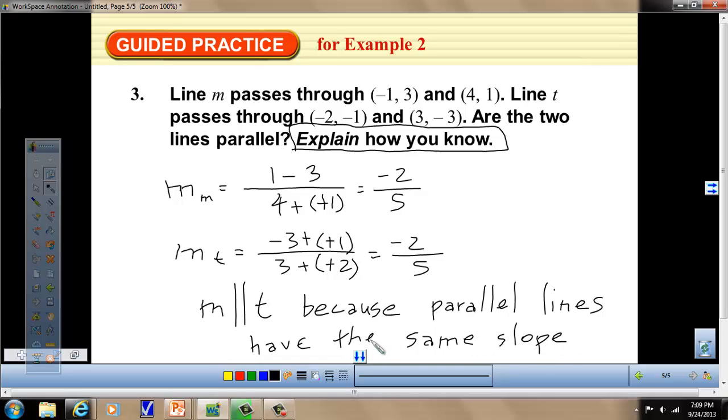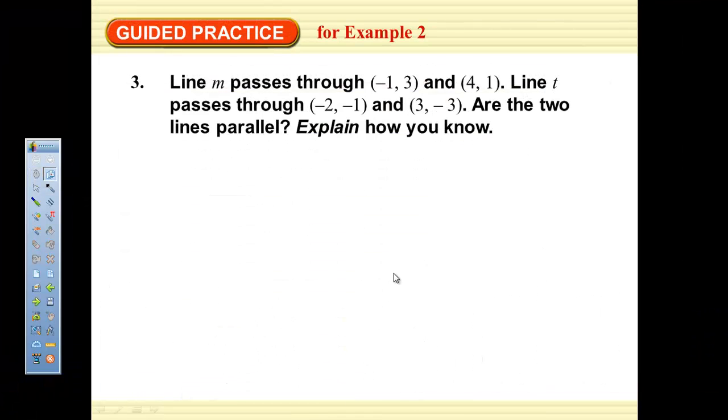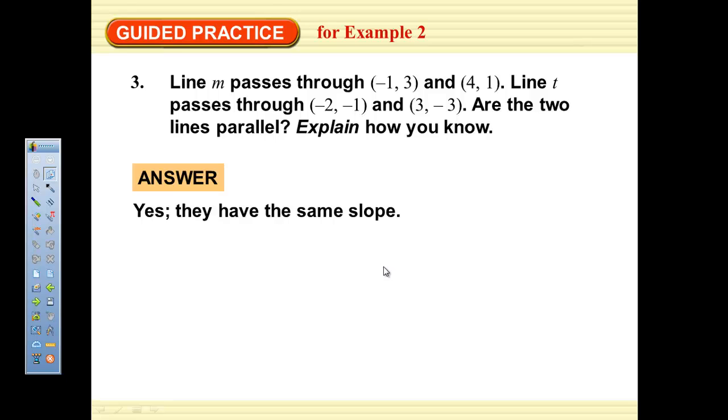Okay, and that would be a good enough explanation there. We're good? So again, yes, they have the same slope. And that's it. Thank you.